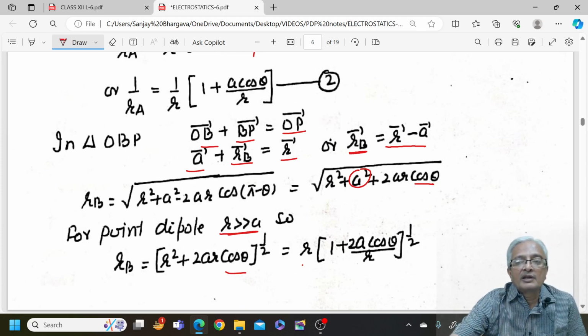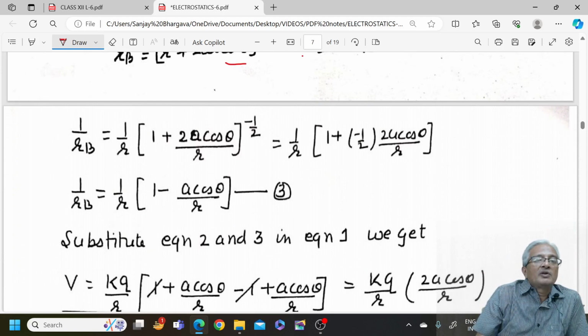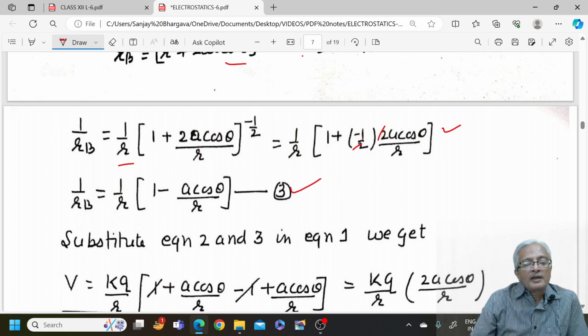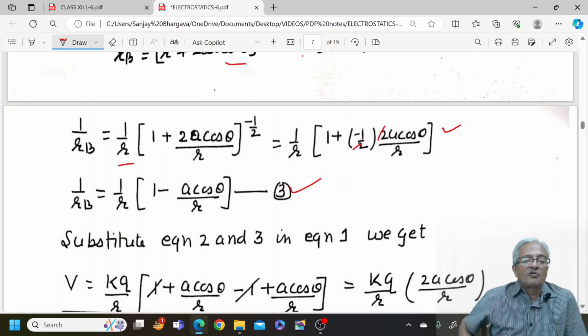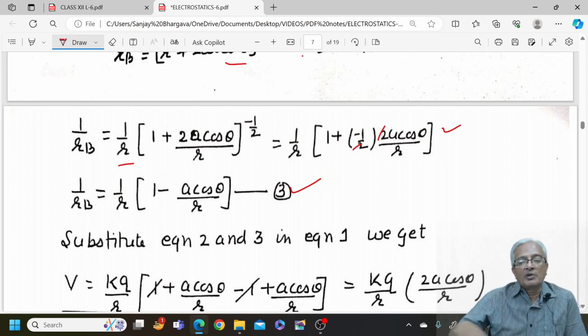Now, take the inverse and use binomial expansion. So we get 1 upon RB would be equal to 1 upon R times 1 plus 2A cos theta upon R raised to power minus half. Use binomial expansion here. So 1 plus minus half into 2A cos theta upon R. This 2 cancels out. So I'll get 1 minus A cos theta upon R, and we call it equation number 3. Now we are supposed to substitute the values of 1 upon RA, 1 upon RB from equation 2 and 3 in equation number 1.